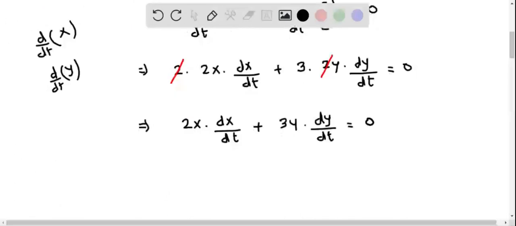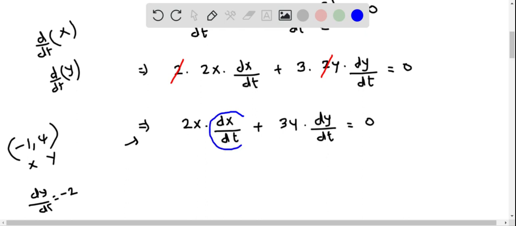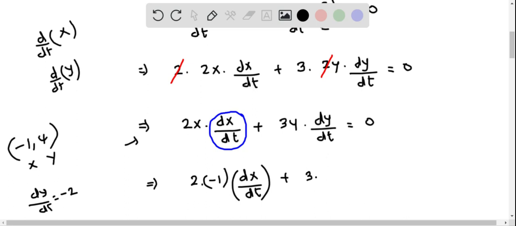Now let's plug in the values which we know, that is dy by dt equals minus 2, and we also know the x and y values from the point, that is x equals negative 1 and y equals 4. So plug in x equals negative 1, y equals 4, and dy by dt equals negative 2 into this equation. And then we have to solve for dx over dt. So this becomes 2 times negative 1 times dx over dt, plus 3 times 4 times negative 2, and this equals 0.